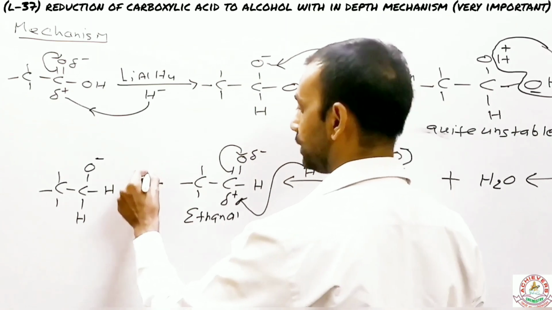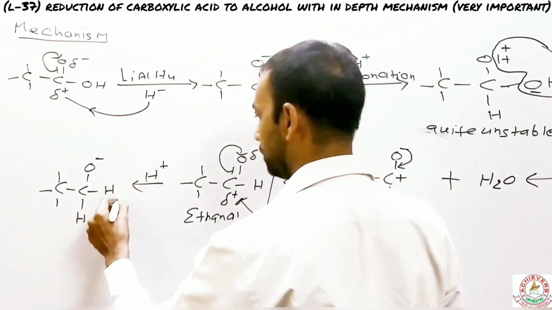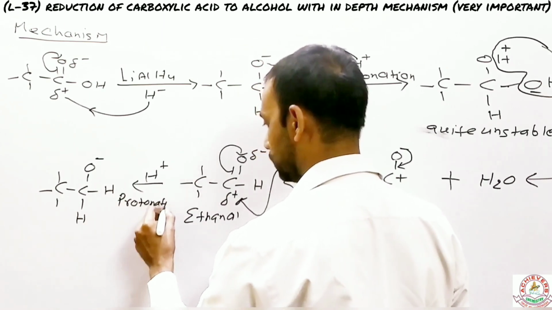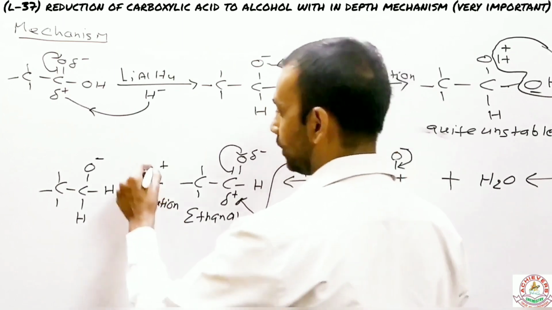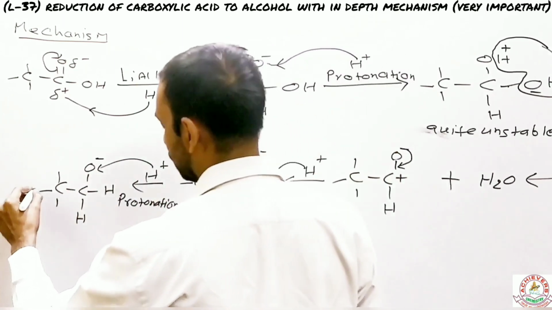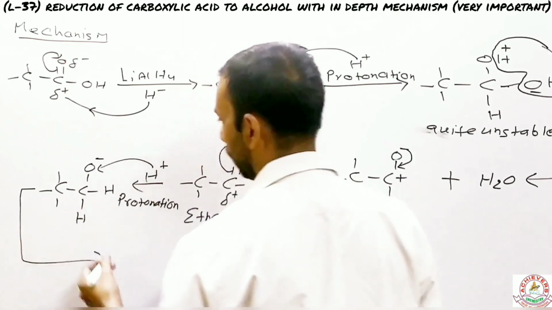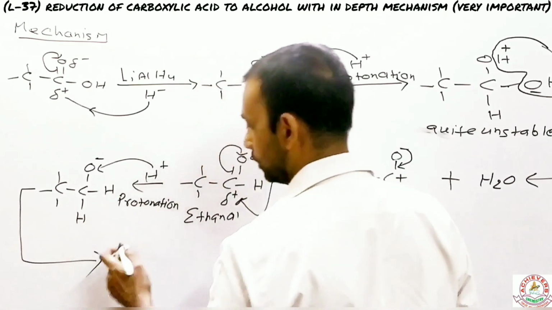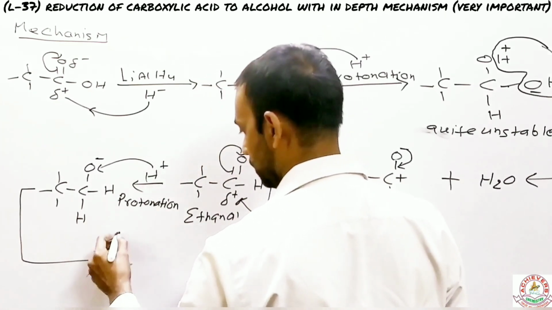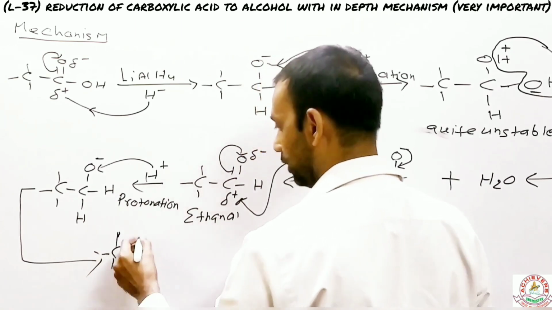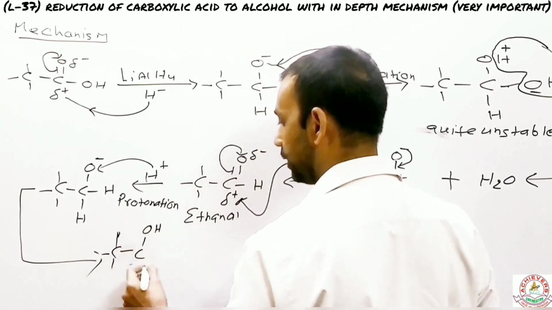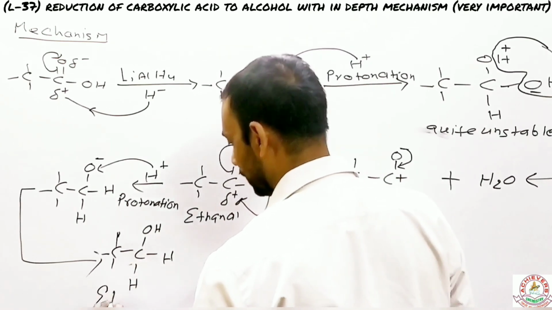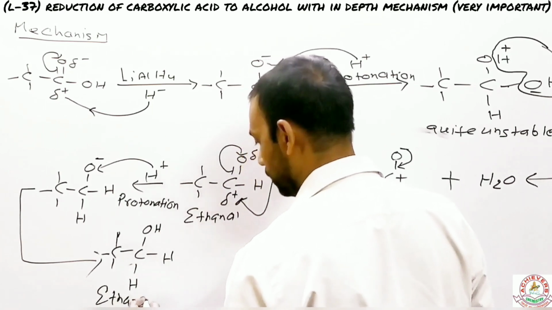Finally, what will happen? This will undergo protonation again, right? Let me write this. This is another step where protonation takes place. And due to protonation, this hydrogen will approach the oxygen and it will result in formation of your ethanol finally. So you get your CH3, right? You get your C, another C, you have an OH here, right? And you have H and you also have an H. So this is your ethanol. And this is what we were trying to convert.